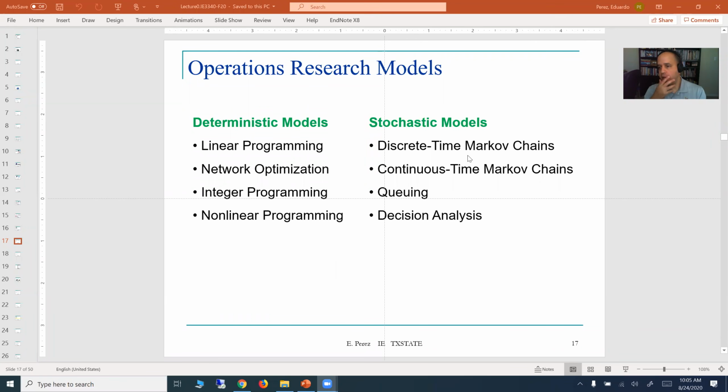As we move forward, I know that some of you have noticed that we have two courses in operational research as part of the industrial engineering program. These are the differences between the two courses. One focuses on deterministic models and the other focuses on stochastic models. In this class, we're going to deal with deterministic models: linear programming, network optimization, integer programming, and nonlinear programming. The second part looks at discrete-time Markov chains, continuous-time Markov chains, queuing, and decision analysis. So our course is going to focus on this left side.